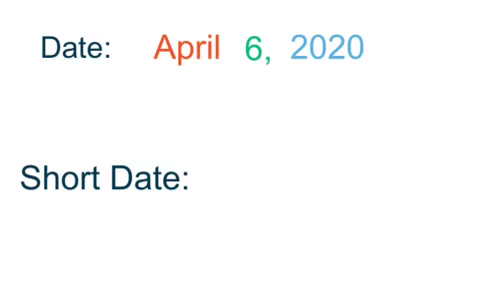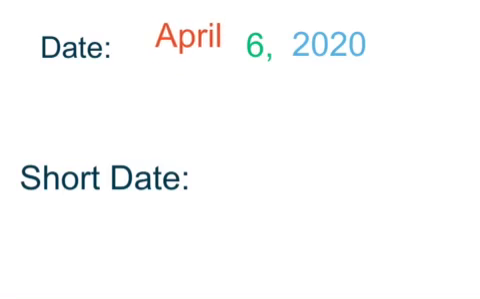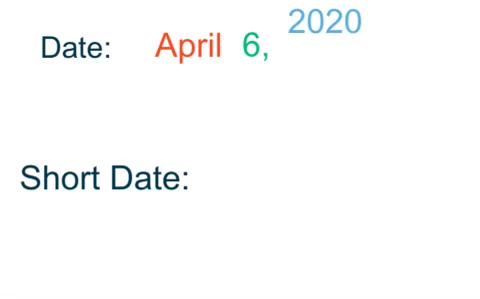Let's look at today's date. Today is April 6th, 2020. Each part of the date is in a different color. See if you can tell me what each part is called. April is the month, 6 is the day, and 2020 is the year. Good job. See if you can write April 6th, 2020 the short way using only numbers.